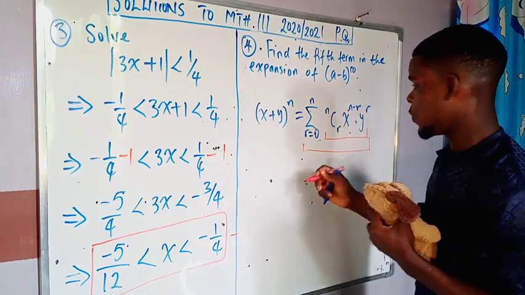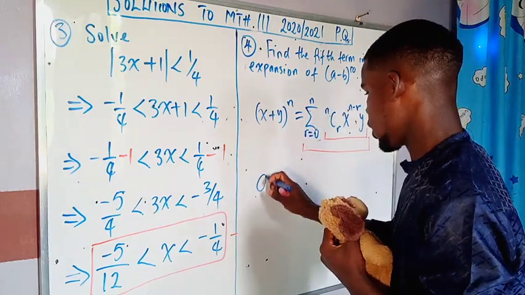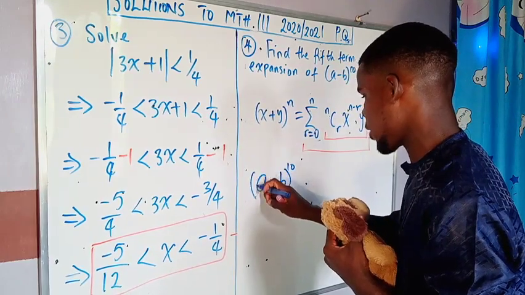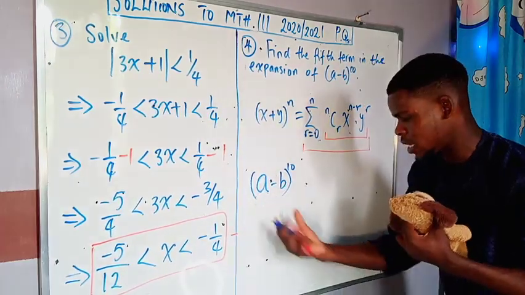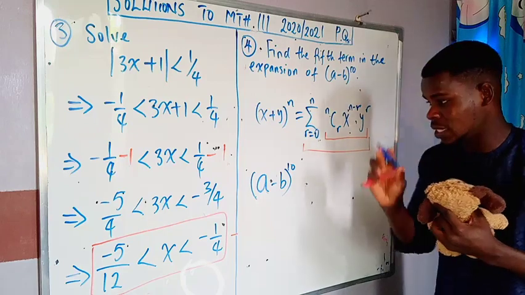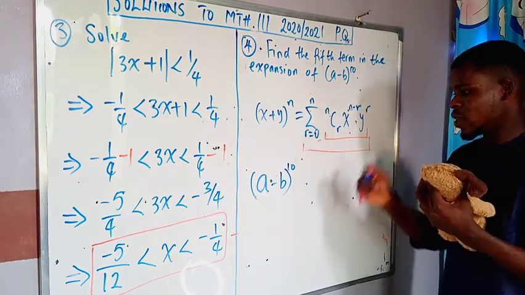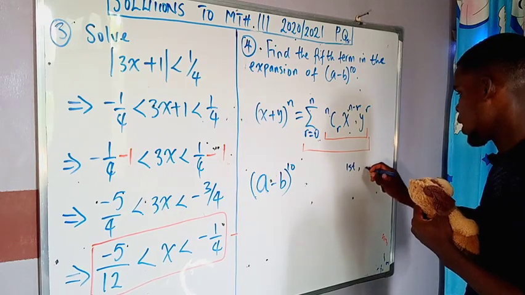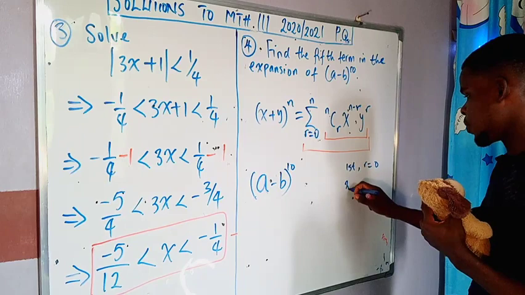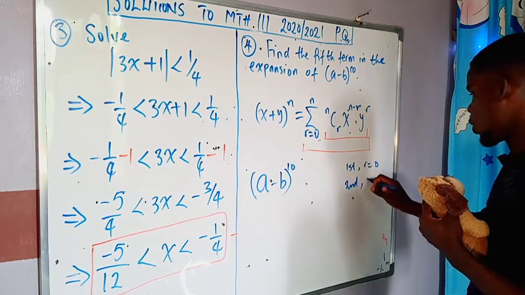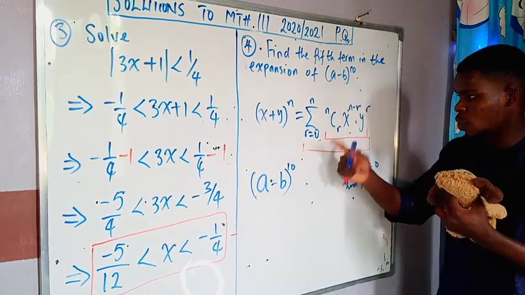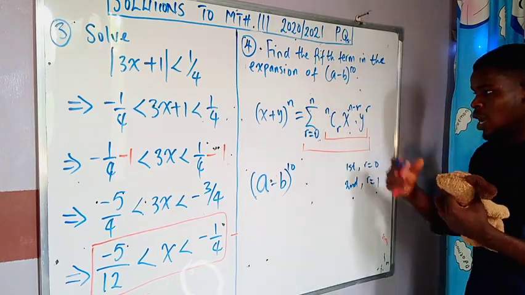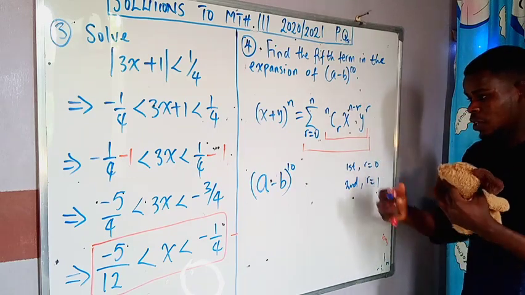So let's just say we want to find the fifth term of (a - b)^10. We want to find the fifth term in the expansion of that. So we are not being asked to expand this, rather we are just asked to find this fifth term. Now when we are talking about the first term, r will be 0. For the second term, r will be 1, because r starts from 0. When it's done with 0, it will now increase to 1. Then we substitute r equals 1 here. After evaluating, we increase it to 2 and keep on adding.